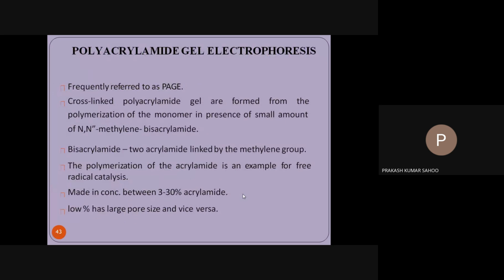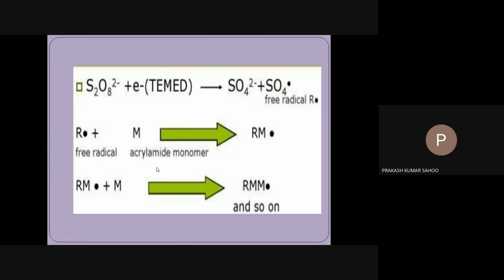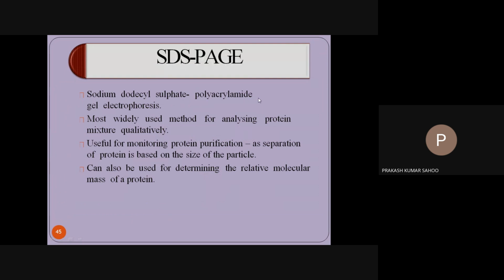Already discussed. Yes, the second one is polyacrylamide gel. Here, polyacrylamide gel is used as the matrix. This is cross-linked. An example is N,N'-methylene bisacrylamide, and the percent is this one, and pore size. This is the reaction, and here the free radical mechanism is operated by the acrylamide monomer.